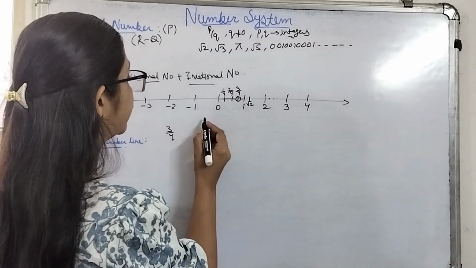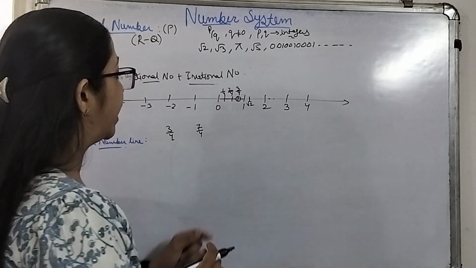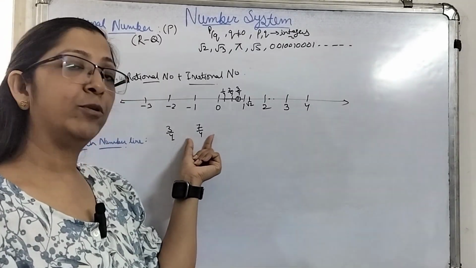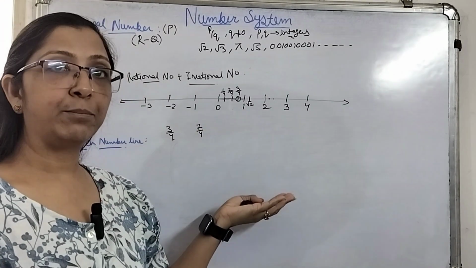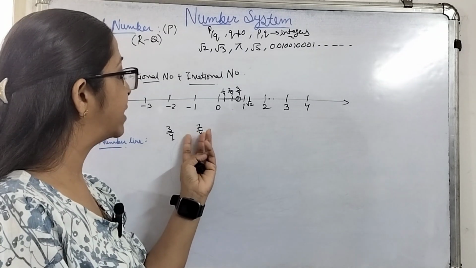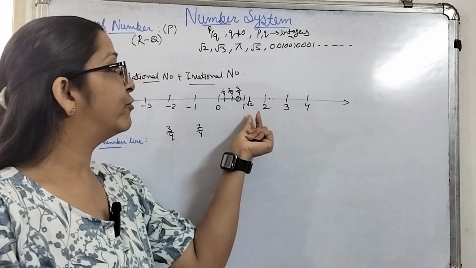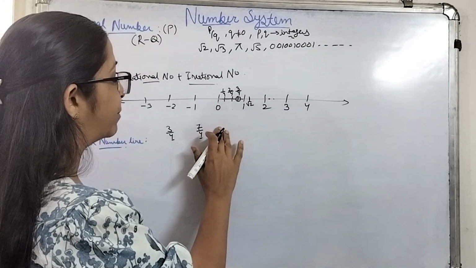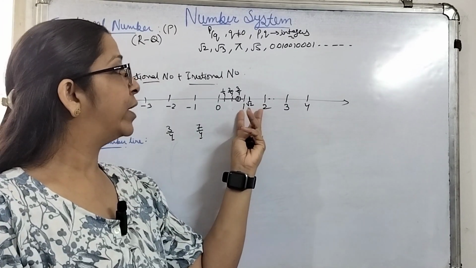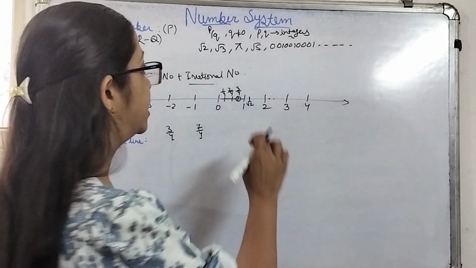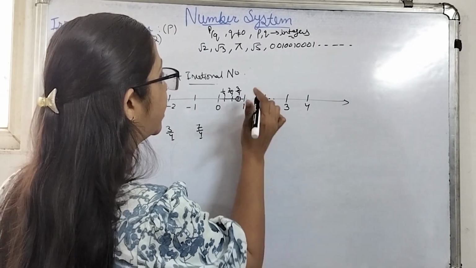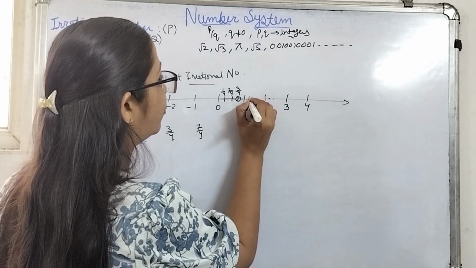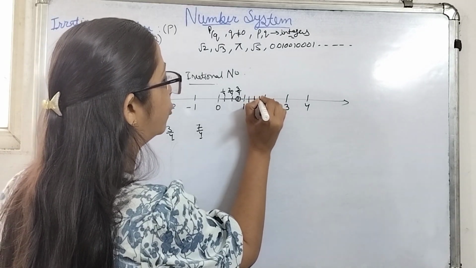Similarly, suppose I am to represent 7 upon 4. I know that if I represent the value of 7 upon 4 in the form of a decimal, it will be 1 point something. That simply means 7 upon 4 will lie between 1 and 2. Again the denominator is 4 only, so we have to divide 1 and 2 into 4 equal parts: 1 part, 2 parts, 3 parts and 4 parts.